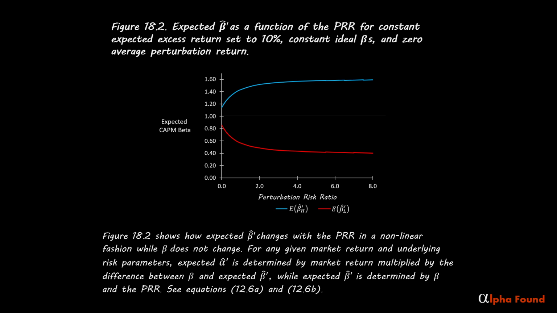For any given market return and underlying risk parameters, expected alpha is determined by market return multiplied by the difference between ideal beta and expected CAPM beta, while expected CAPM beta is determined by ideal beta and the perturbation risk ratio. If the curve of potential expected alpha is half the punchline, then the next figure is the remaining half of the punchline, since Sharpe ratios are the other major way investment managers are evaluated.